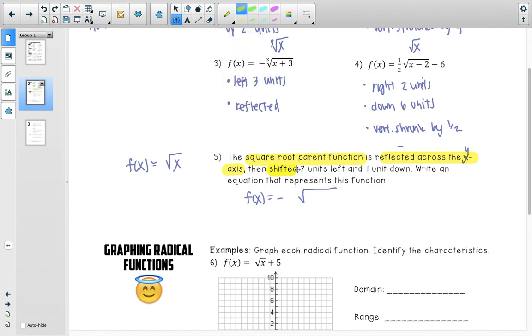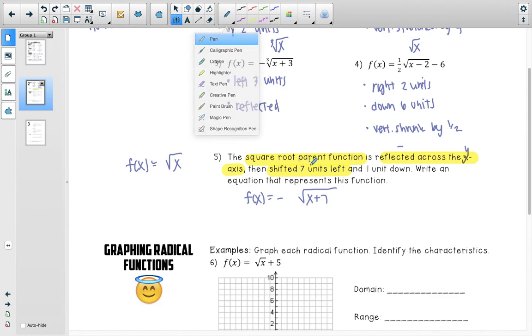And then it's shifted 7 units left. Well, if it's 7 units left, that has to go inside. Anything that's left or right has to go underneath the radical. So we'd have x, and even though left is usually negative, we have to do the opposite with x when you're dealing with left and right. So it's positive 7. So that's taken care of. So this is the plus 7.